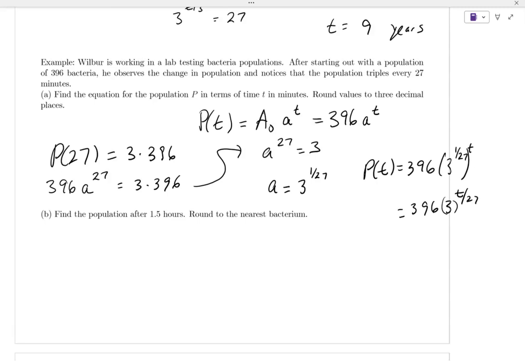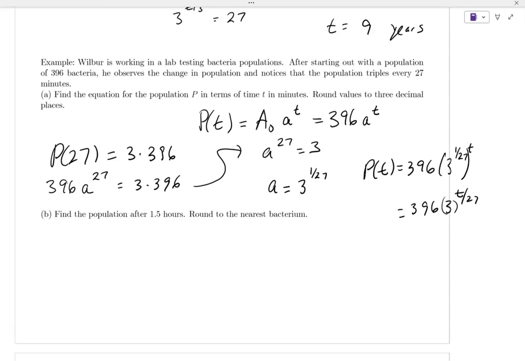Notice that it was telling us something about tripling time, right? It triples every 27 minutes. Notice that your base for your exponential function in that case is a 3, and that comes up from this equation that we set up. Also notice that it told us it tripled every 27 minutes, so notice that we had a 27 in the denominator.